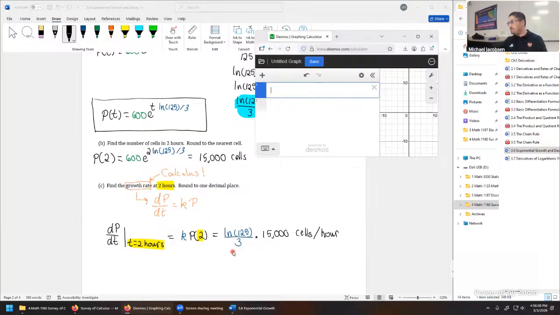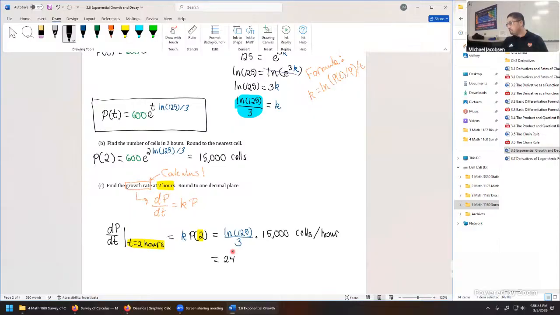Okay, so here's what we'll get. Natural log 125 thirds times 15,000. So altogether, it's 24,141.6 cells per hour. So that means if we check in another hour, because it's growing at this rate, it should be about this plus 24,000. That's a rough approximation, but it's close to the ballpark.